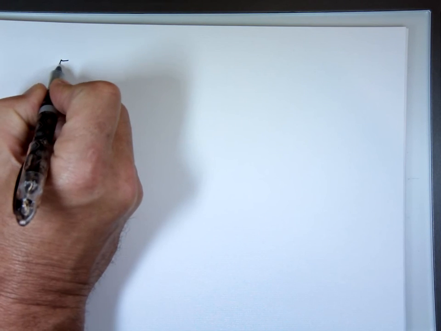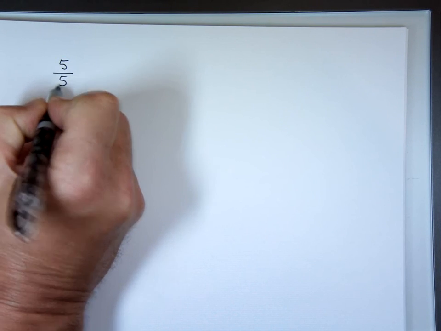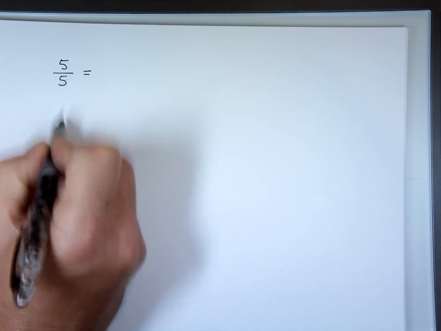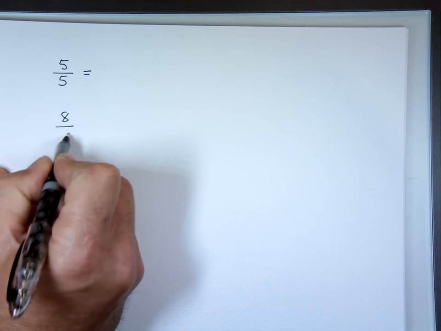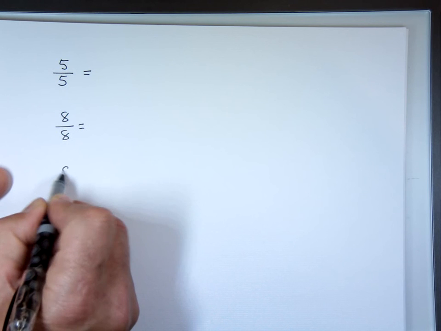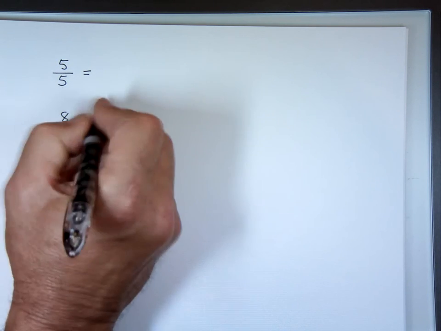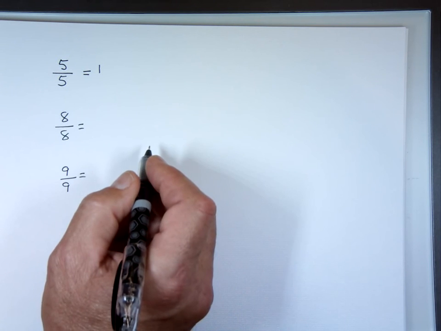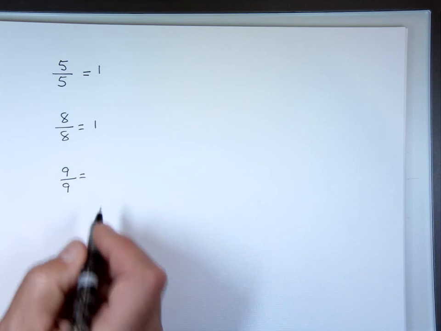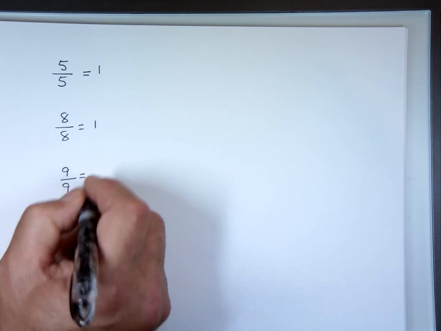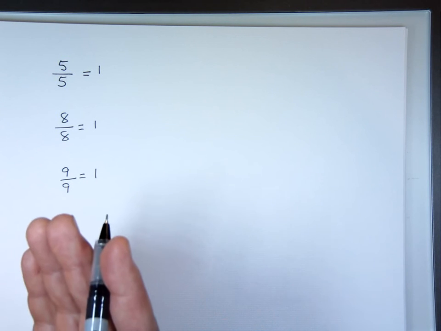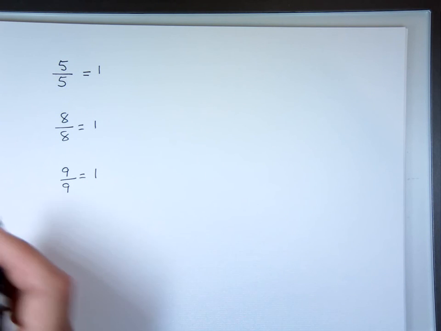And by the way, what is a number divided by itself? What's 5 divided by 5? 1. What's 8 divided by 8? 1. What's 9 divided by 9? 1. Any number divided by itself is always a 1, except the 0. 0 is a different story.